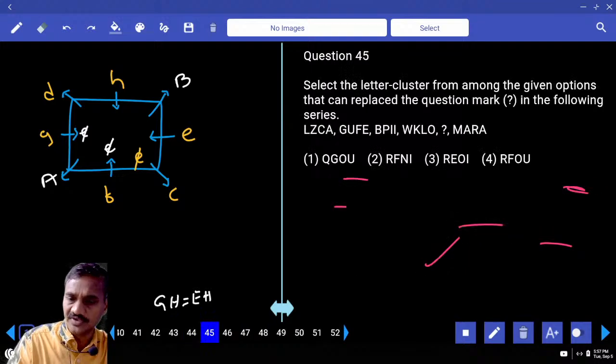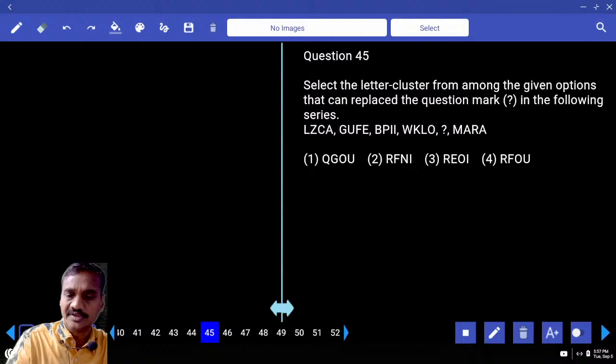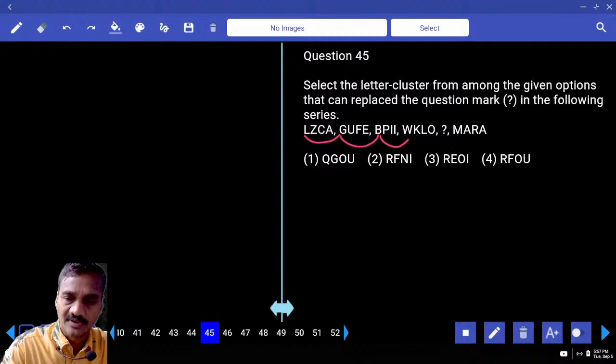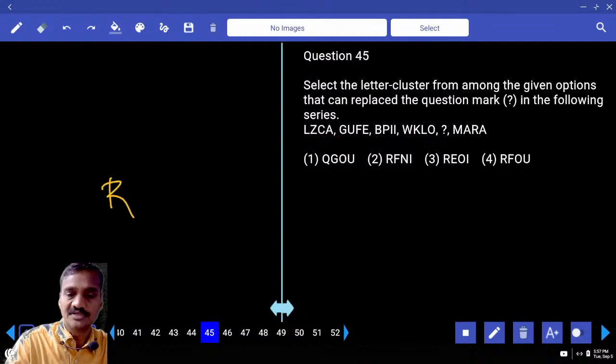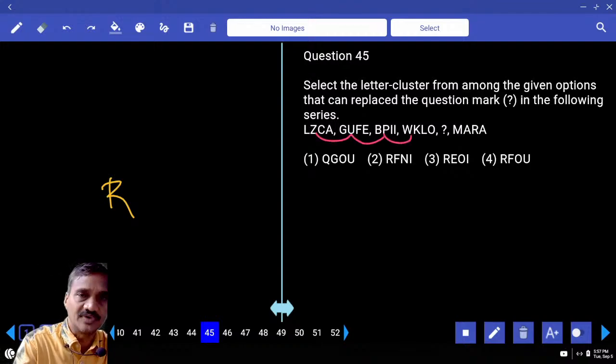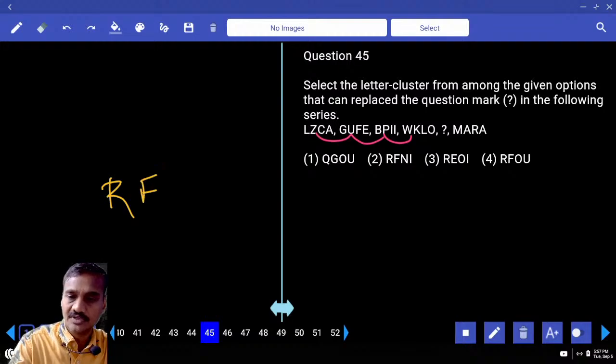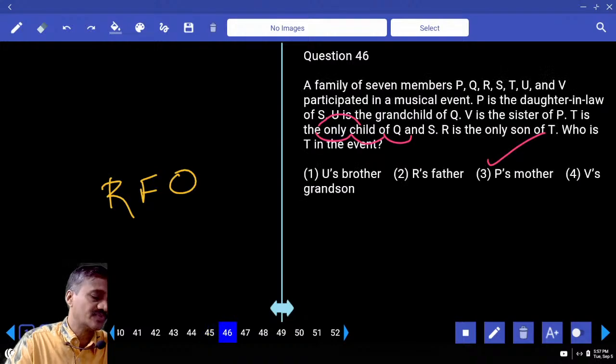The next one, 45. Now in this 45, L, G and B. L and G difference is how much? 12 and 7, minus 5. Here minus 5 and here minus 5. And 23 minus 5 is 18. The 18th letter R is the first letter. Then second, Z and U: 26 minus 5, minus 5, minus 5, 11 minus 5. 11 minus 5 is 6, that is F. And R and F. Third one, C and F: plus 3, L plus 3 is O. R, F, O, that is given in choice 4 for question number 45.